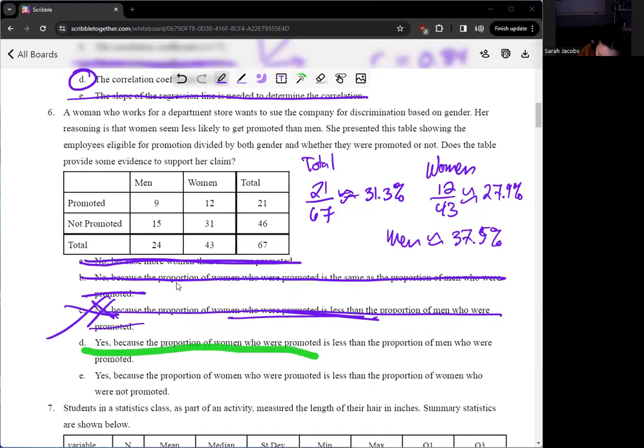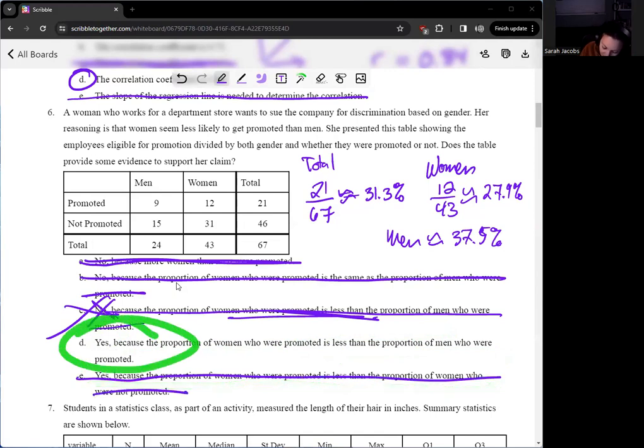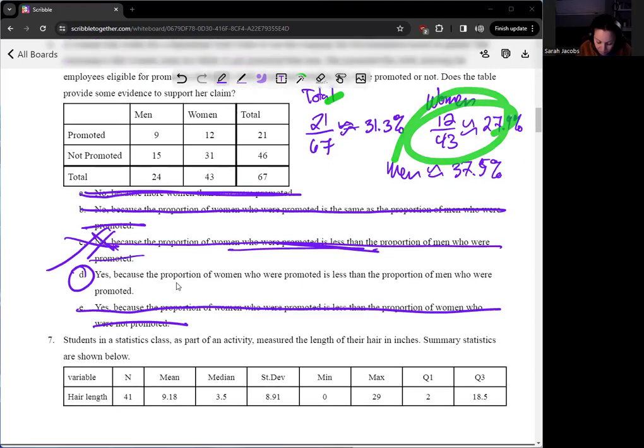Yes, because the proportion of women who were promoted is less than the proportion of men who were promoted. Okay. So that's reasonable, and the yes matches the explanation. And then yes, because the proportion of women who were promoted is less than the proportion of women who were not promoted. That should almost certainly be true. So in this case, we're comparing the women's proportion to the men's proportion. Okay. Good. Really, it should be comparing women to total, but whatever. All right.